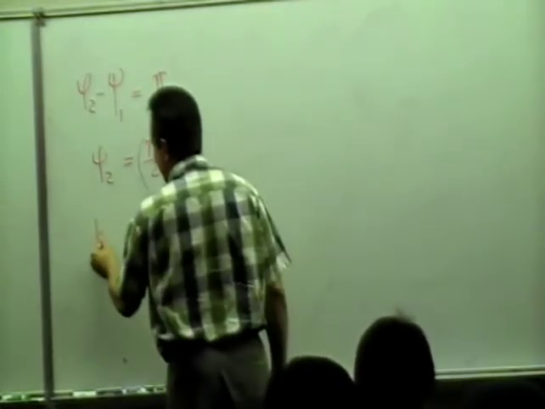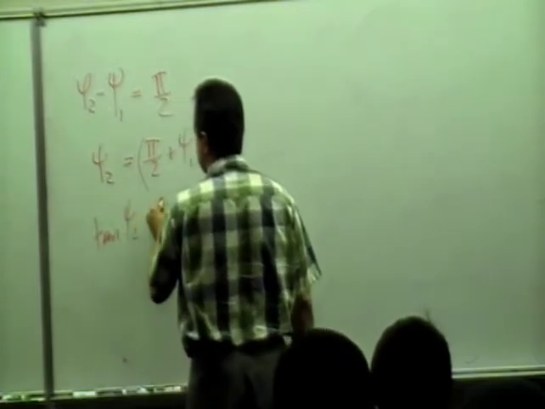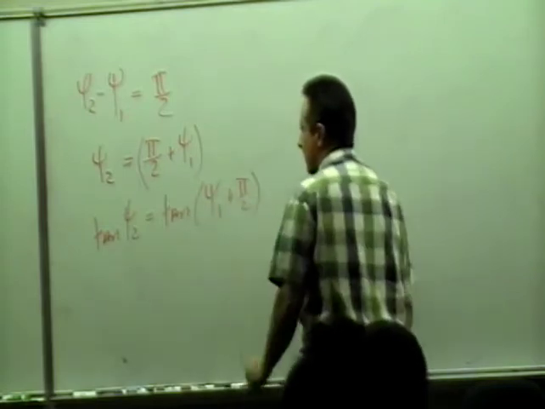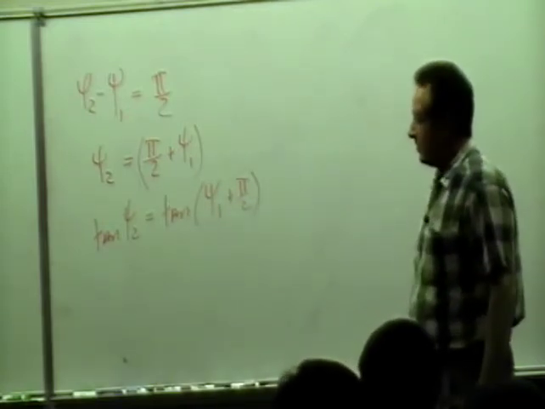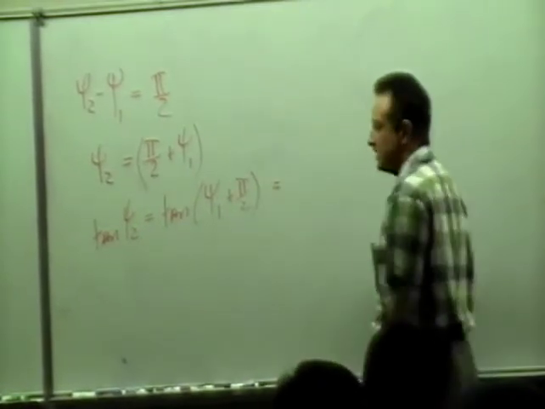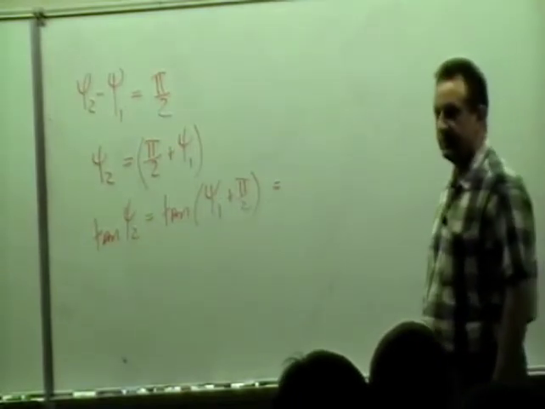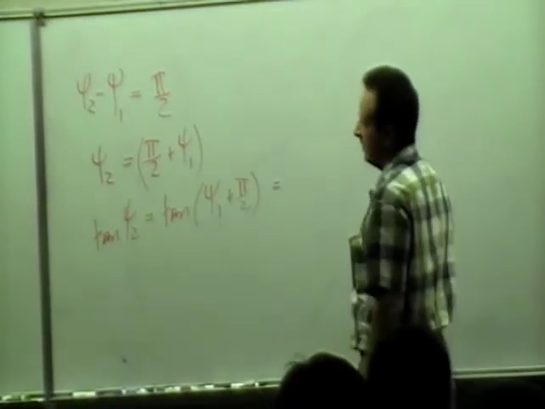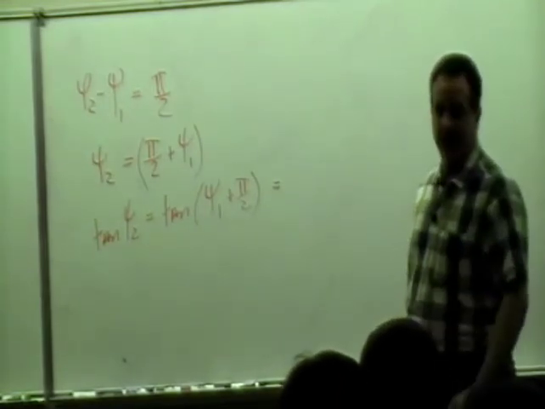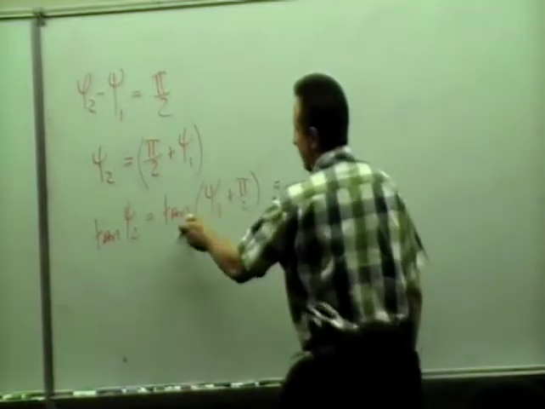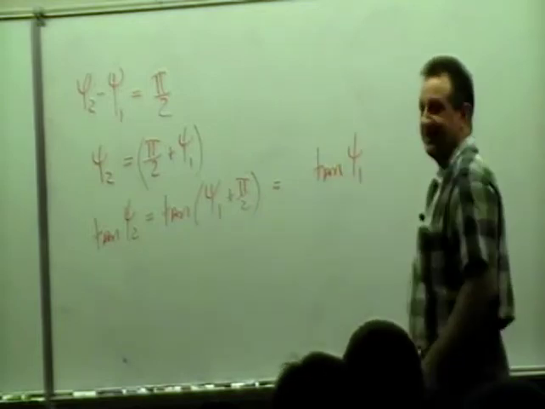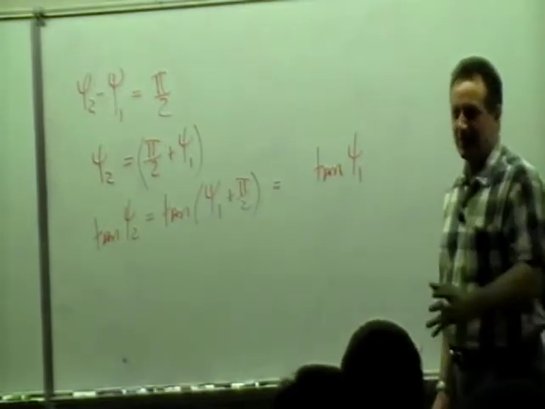Let's play around with the trig here. Let's take the tangent of both sides. I'm taking the tangent of psi 2, which equals the tangent of psi 1 plus pi halves. I can use a trig identity. What's the tangent of psi 1 plus pi halves? Look at your front. Is there an identity? Anybody know this identity? Tangent of a plus b? What is it? You're going to make me try to memorize it? I don't remember it. You're supposed to remember it.